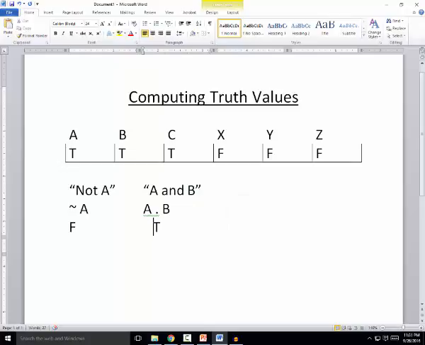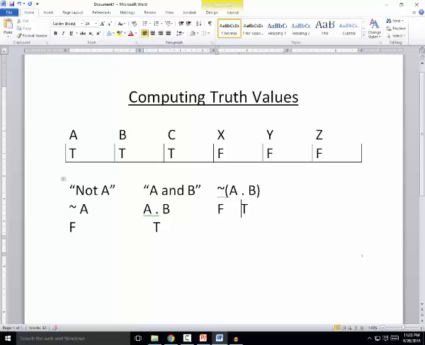Suppose we have tilde and then in parentheses A dot B. And this I read as not both A and B. But I don't have room for that in the space I've allocated myself here. The main operator of this sentence is tilde, since it's outside the parentheses. The tilde applies to the complete sentence in the parentheses, so the value of our sentence should be the opposite of that sentence. And we just decided the value of A dot B was true. And so the value of our tilde sentence should be the opposite, false.